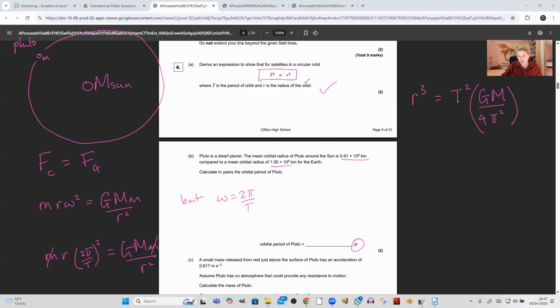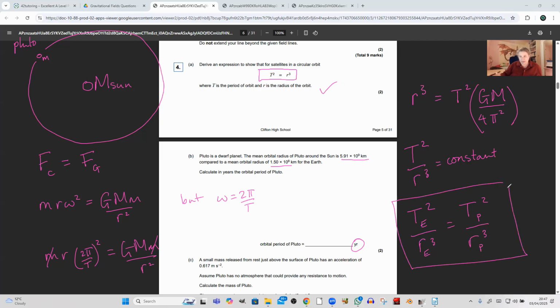Okay, so now I want you to look at the way the questions are numbered. They've just made you work out that T squared is proportional to r cubed, which means that T squared over r cubed is equal to a constant, which means that we can go T for Earth squared over r for Earth cubed is equal to T for Pluto squared over r for Pluto cubed. And that's the equation we're going to use. We don't need the mass of either.